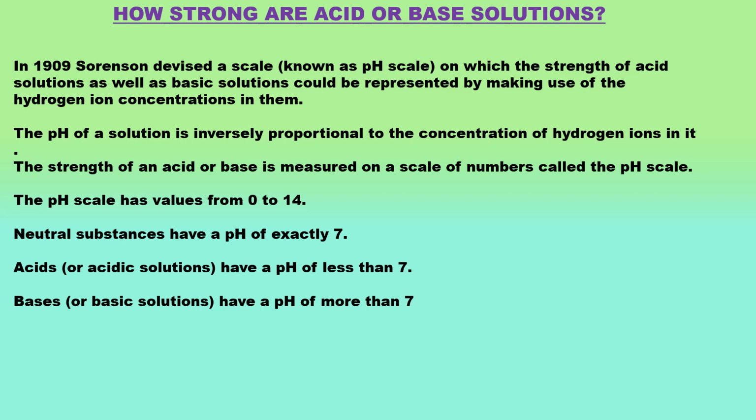Bases, or basic solutions, have a pH of more than 7. Whenever a solution has a pH of more than 7, it will be a basic solution or alkaline solution, or it will be a base or an alkali. For example, a solution having a pH of 11 will be basic in nature. The more basic a solution is, the higher will be its pH. A solution of pH 14 will be much more basic than another solution of pH 10. In other words, a solution of pH 14 will be a much stronger base than another solution of pH 10. All the substances having pH more than 7 are basic in nature, or alkaline in nature, and hence they turn red litmus to blue. They also turn phenolphthalein indicator pink.